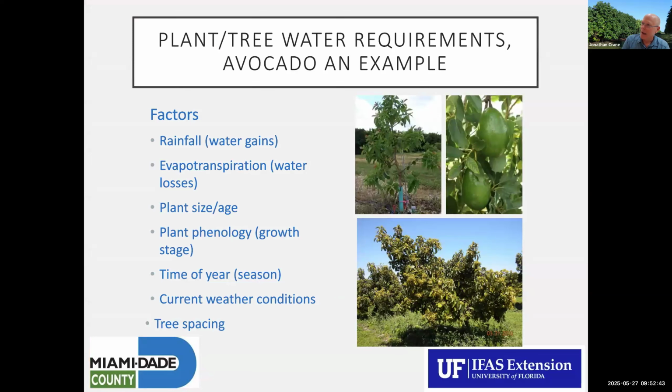Water requirements, as an example for avocado in this case. Some of the factors include rainfall, the demand for water, the plant size, its age, its growth stage, the time of the year, the current weather, and also tree spacing. If you're in an area where you don't have access to sufficient water, by increasing the spacing between plants, you increase the soil profile that's available for the tree to access water.